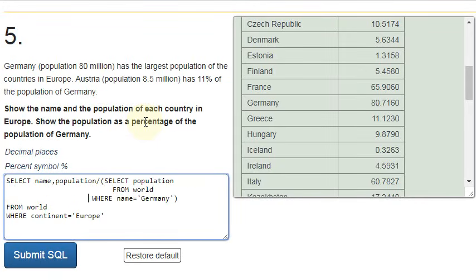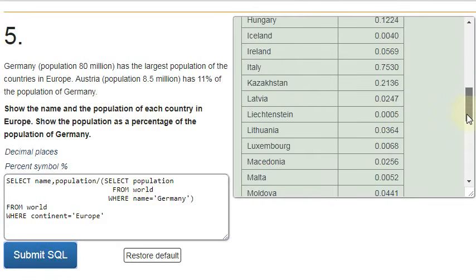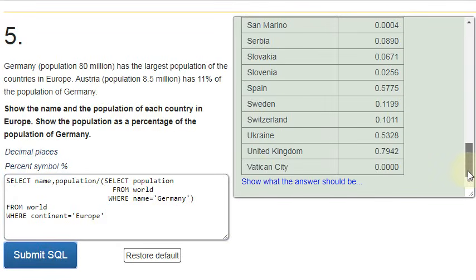Okay, so we're selecting the population divided by the population of Germany. Run that. And now we are getting this as a fraction. Germany, of course, is 1.00. Where's the UK? That's more than half, I'm sure. UK, yep, that's 0.79, so that's 79%.